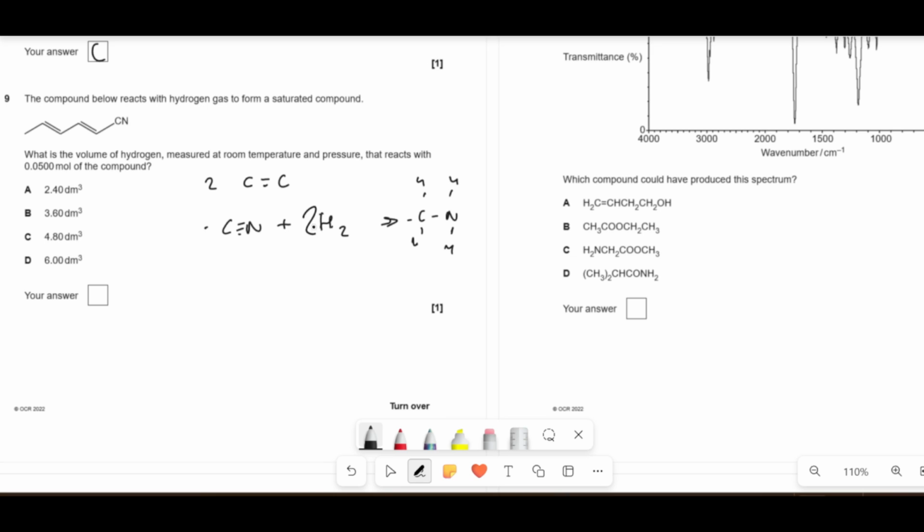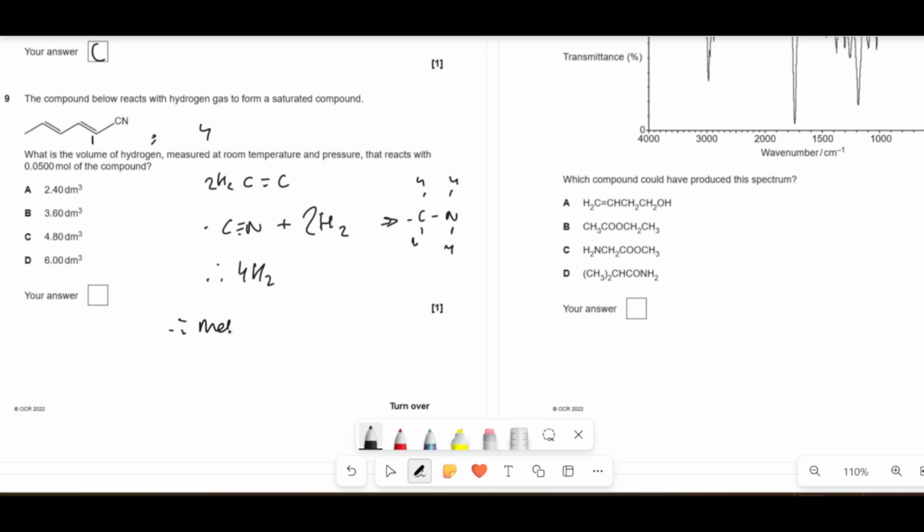So each nitrile group reacts with 2 lots of H2, and each alkene, remember that these only need 1 hydrogen because they will already have got other stuff on it. So they will already have hydrogens and other stuff on it. So that means we're going to need 2 H2s as well here. So therefore, in total, we need 4 H2s to react with this singular thing here. So they're going to be in a 1 to 4 ratio.